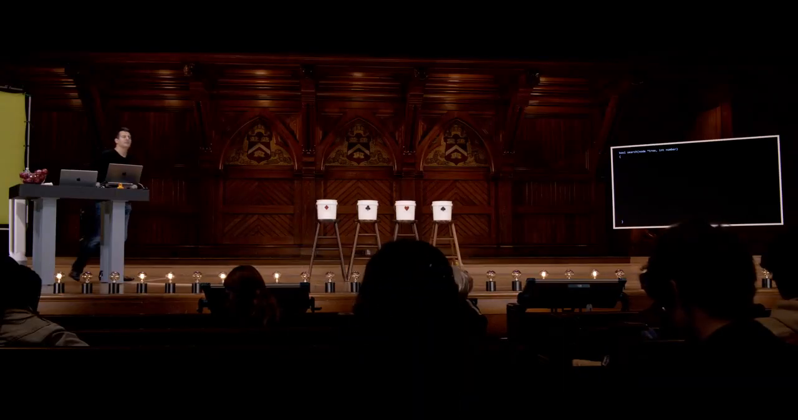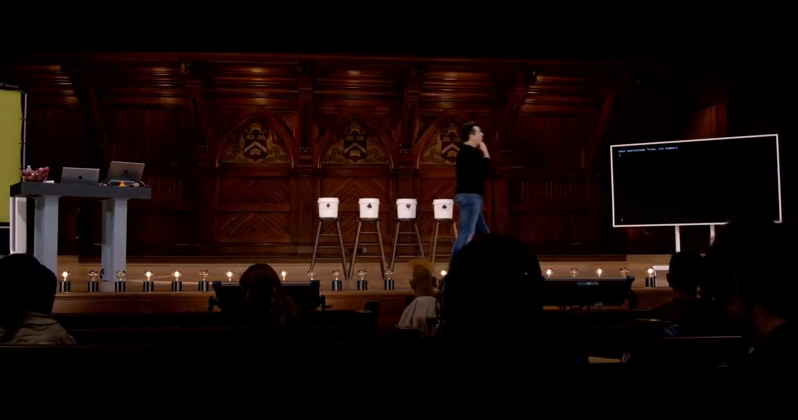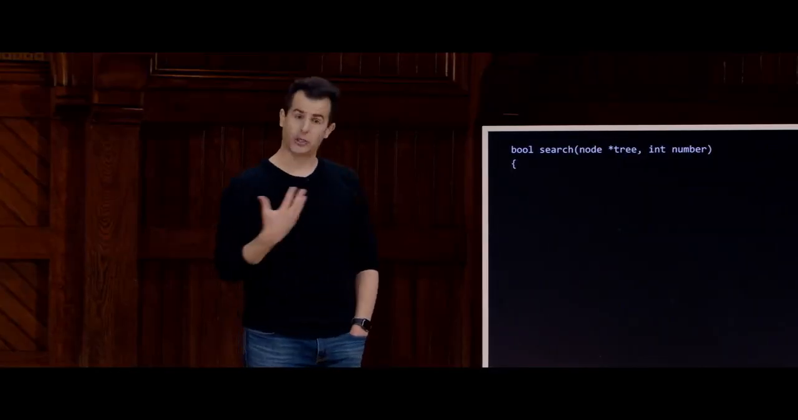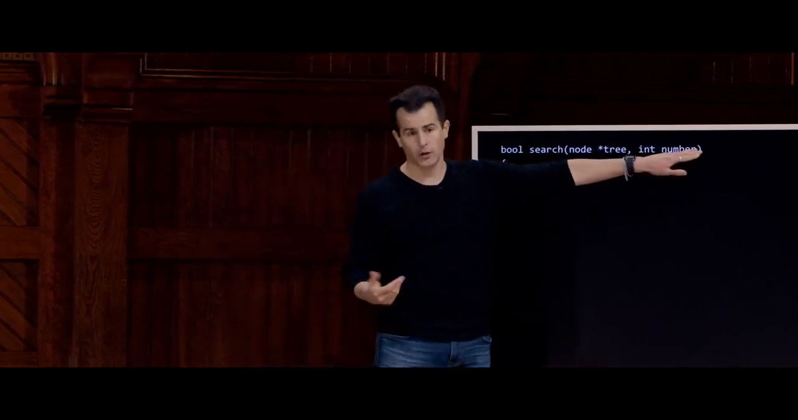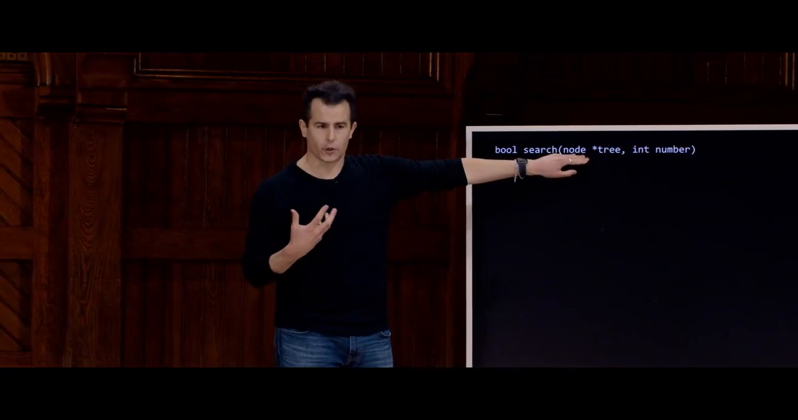Here is, for instance, a function that I'll write by just clicking through steps called search, whose purpose in life is to return a Boolean, true or false. The number I'm looking for is in the tree. This search function, therefore, takes 2 arguments: the number I'm looking for, called number, and then a pointer to the tree, the so-called root of the tree.